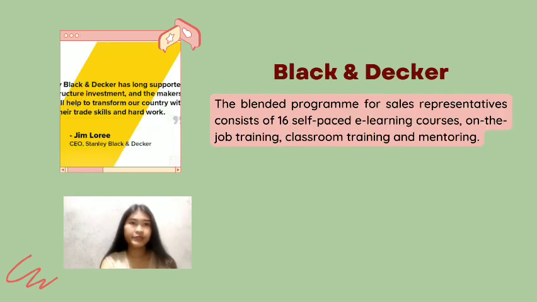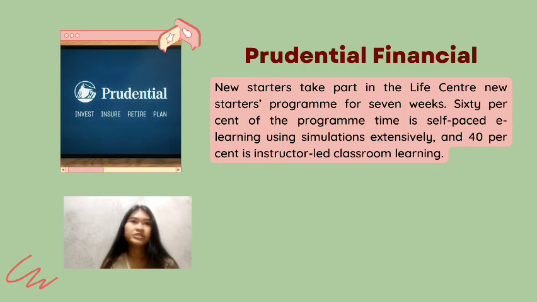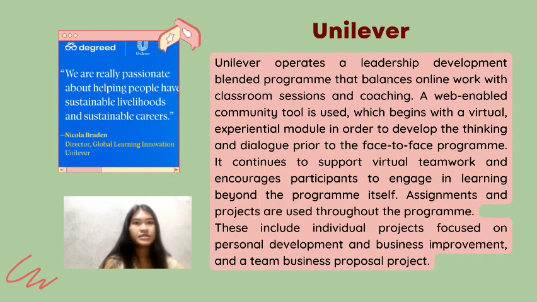So in Black & Decker, the blended program for sales representatives consists of 16 self-paced e-learning courses, on-the-job training, classroom training, and mentoring. In Prudential Financial, new starters take part in the Life Center New Starters program for 7 weeks. 60% of the program time is self-paced e-learning using simulation extensively, and 40% is instructor-led. So the last example is Unilever.